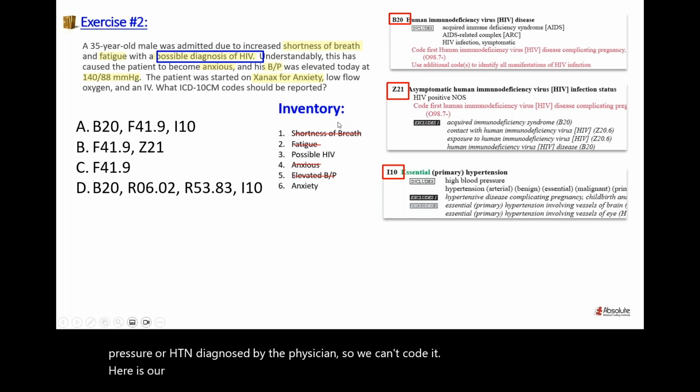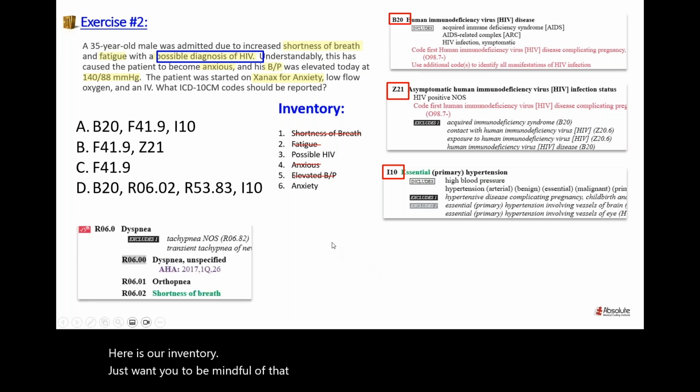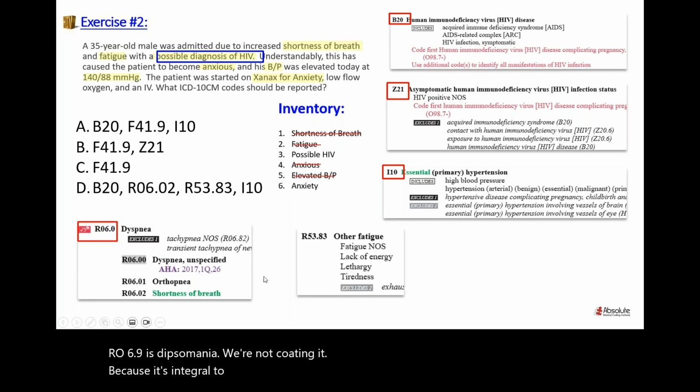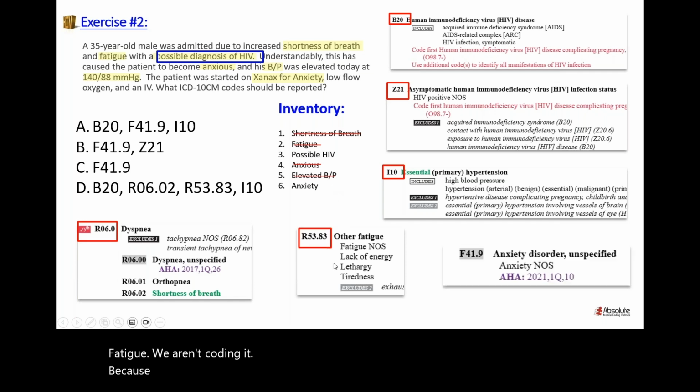Here is our inventory. Just be mindful of that. R06.9 is dyspnea. We're not coding it because it's integral to anxiety. Fatigue, we aren't coding it because it's also integral to anxiety. But anxiety disorder, we will code it. And our answer is C. How are you doing, coders? If you got that correct, outstanding.